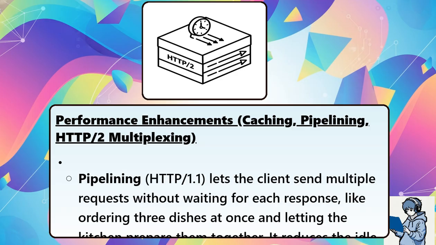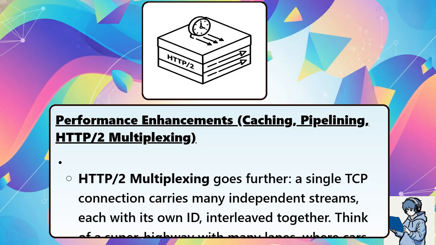Pipelining. HTTP/1.1 lets the client send multiple requests without waiting for each response, like ordering 3 dishes at once and letting the kitchen prepare them together. It reduces the idle time between requests but can cause head-of-line blocking.